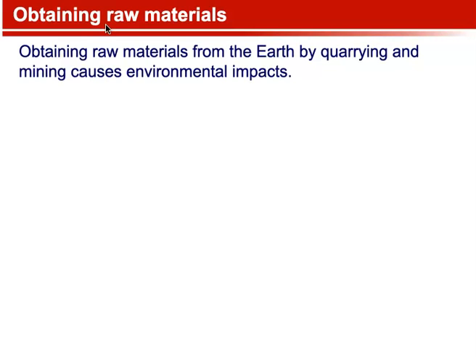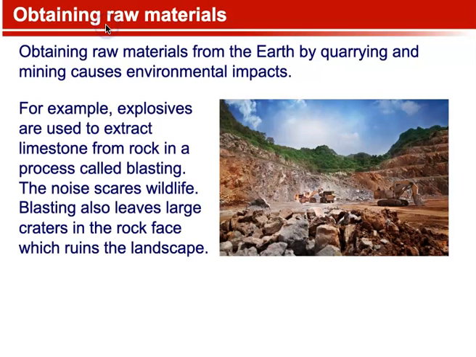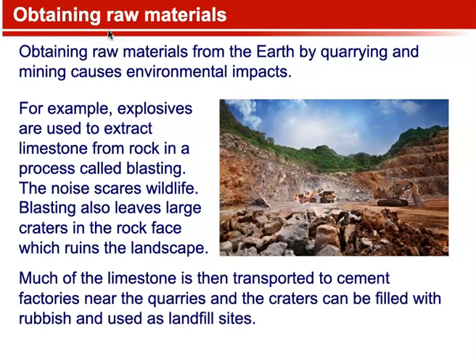Obtaining raw materials. Obtaining raw materials from the earth by quarrying and mining causes environmental impact. For example, explosives are used to extract limestone from rock in a process called blasting. The noise scares wildlife. Blasting also leaves large craters in the rock face, which ruins the landscape. Much of the limestone is then transported to cement factories near the quarries, and the craters can be filled with rubbish and used as landfill sites.